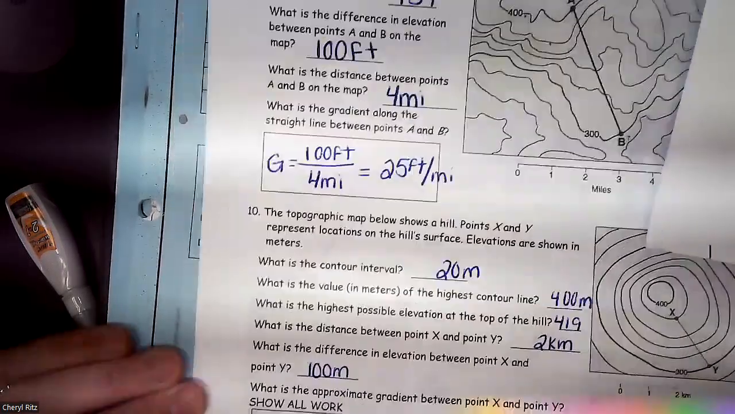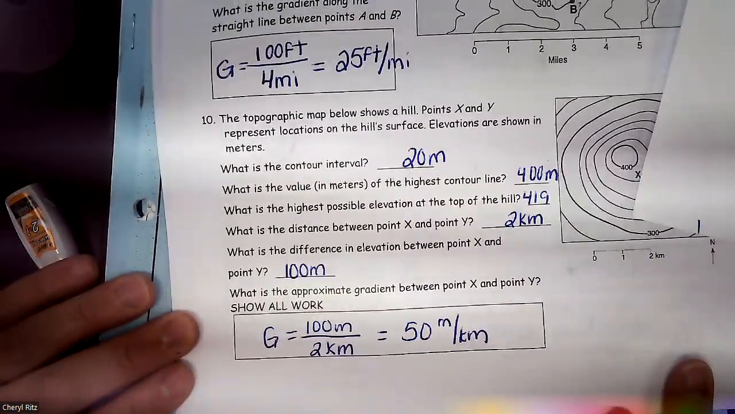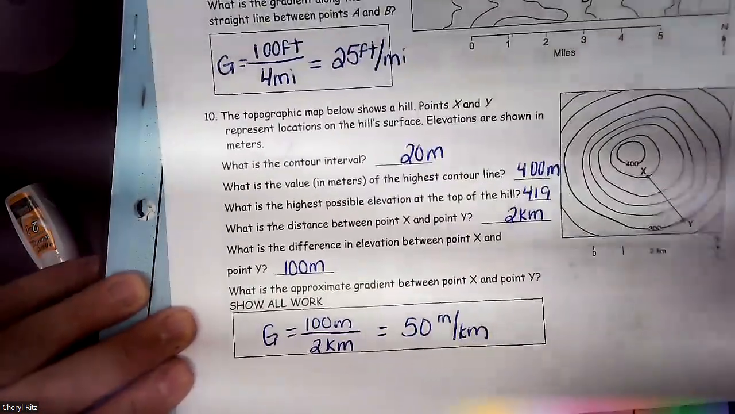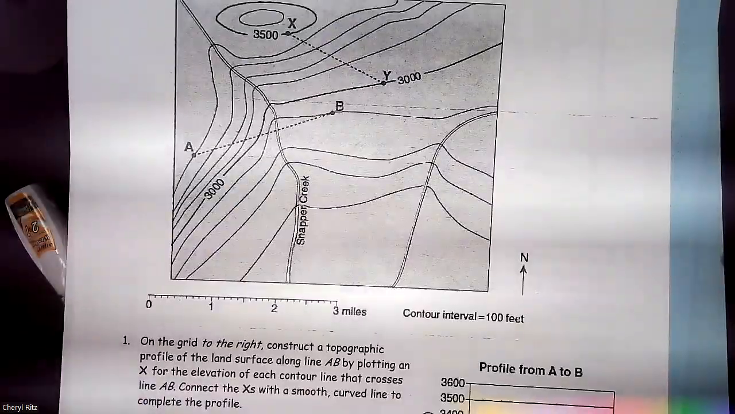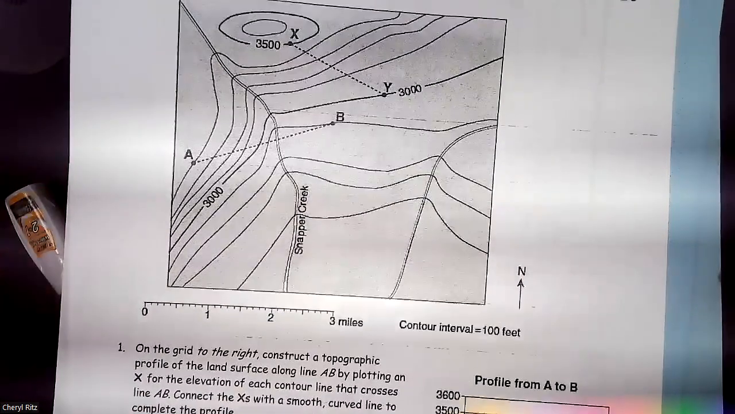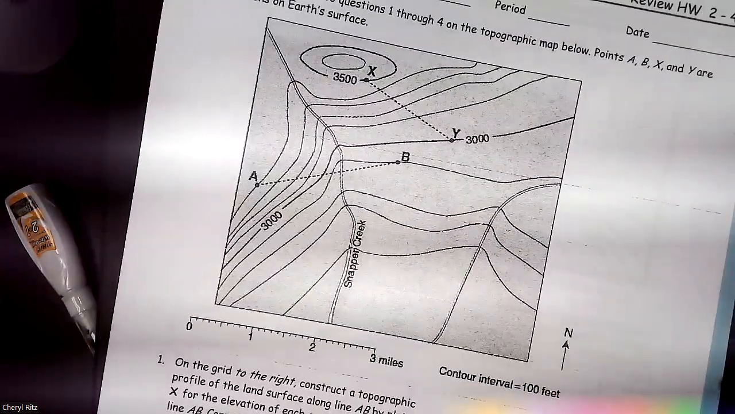It is important that you pay attention to the units. If you have the wrong units on the regions, I have to mark it wrong. All right, the next one is a little bit different. Now we're asking you to do the profile. That's the side view. There's multiple steps.